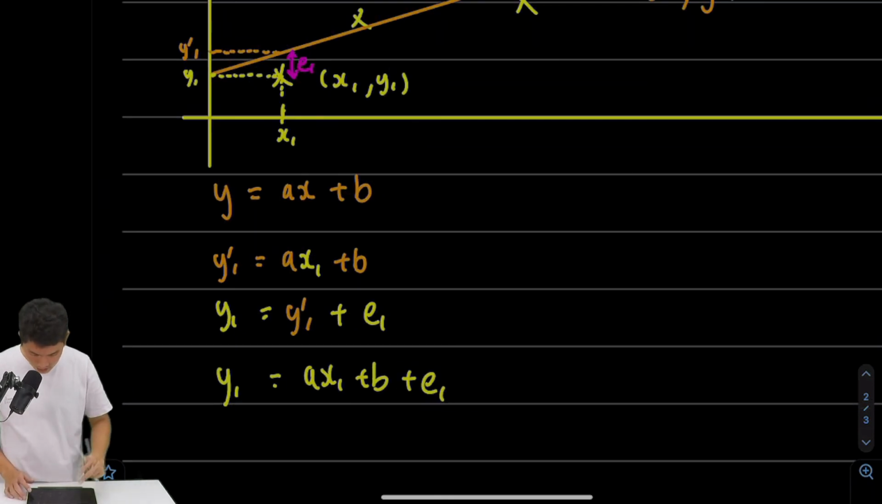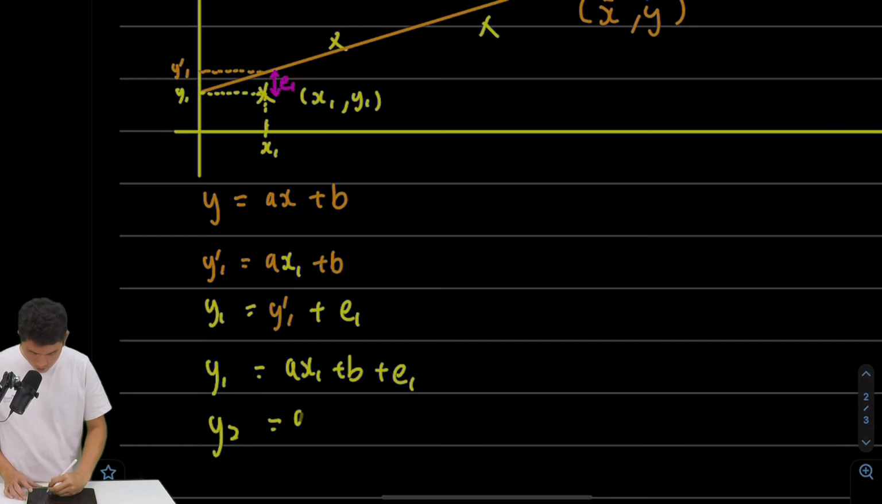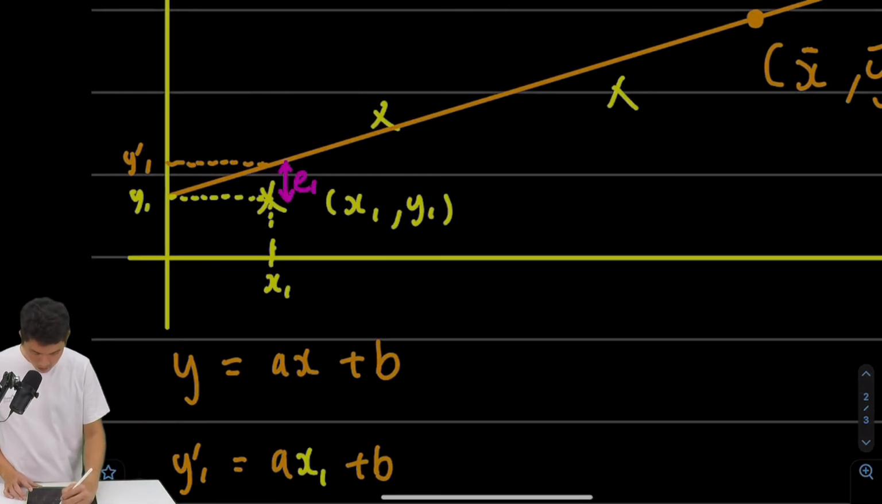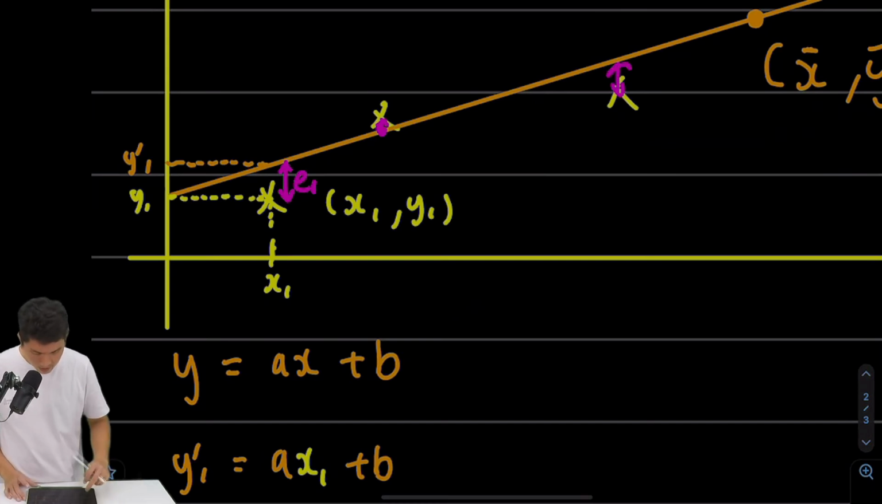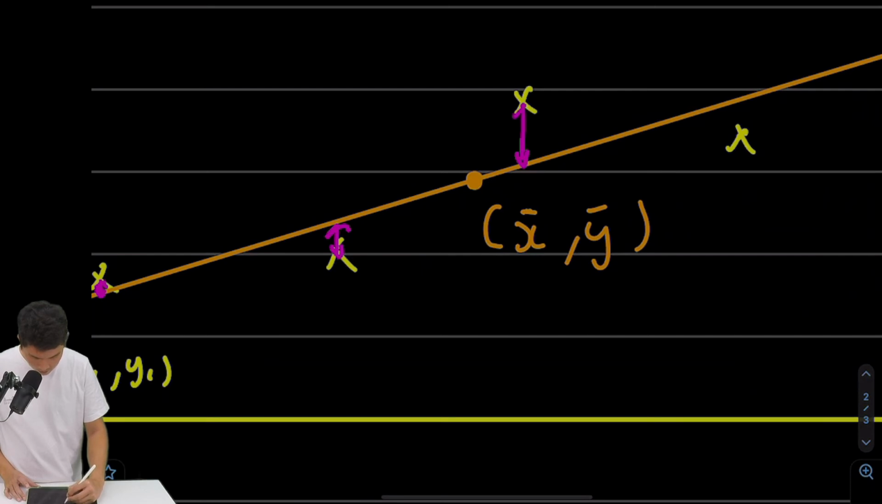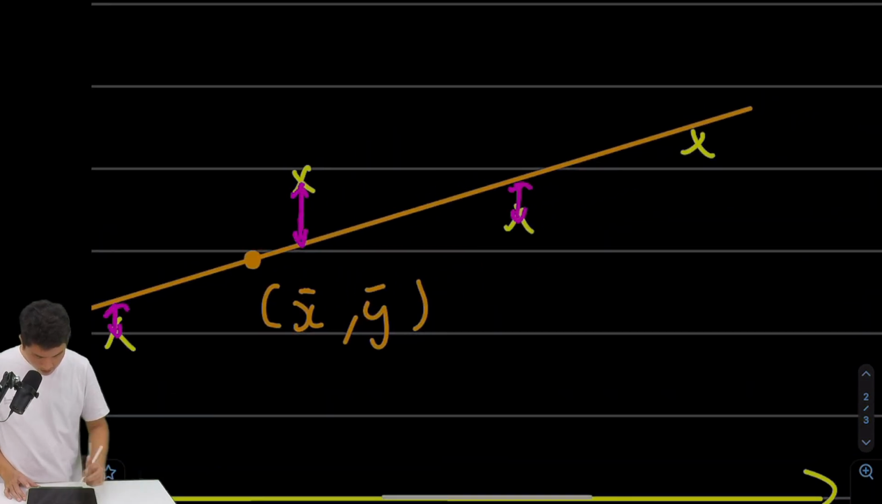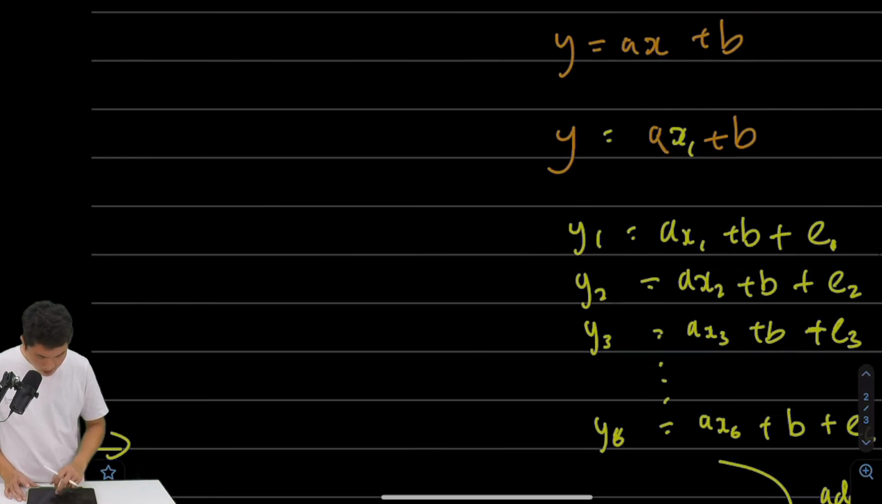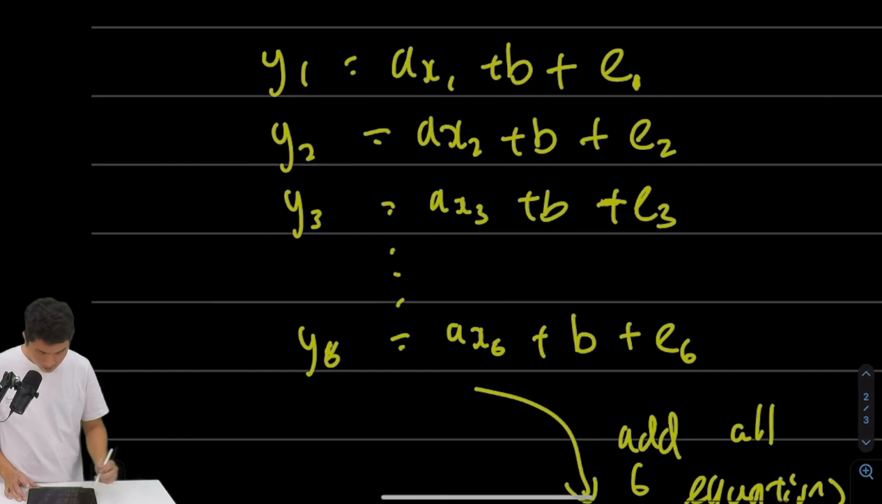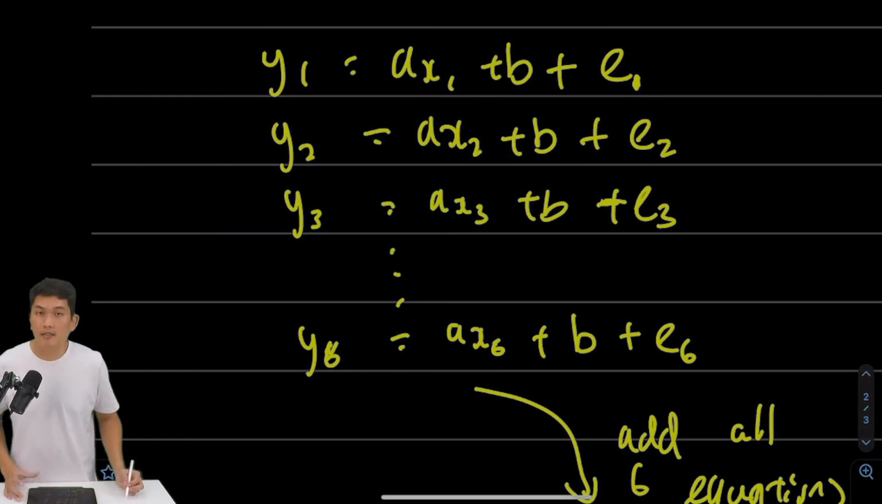I can do the same for y2: some value of x2 substituted in will give me y prime 2. Then I need to account for the error over here. In this case, since the experimental data is above our regression line, E2 is positive. Then there's E3 over here as well, and then E4, E5, and finally E6. So if I use this arrow to account for all these things, I can come up with 6 equations over here: y1 and x1, y2, x2, all the way to y6 and x6.